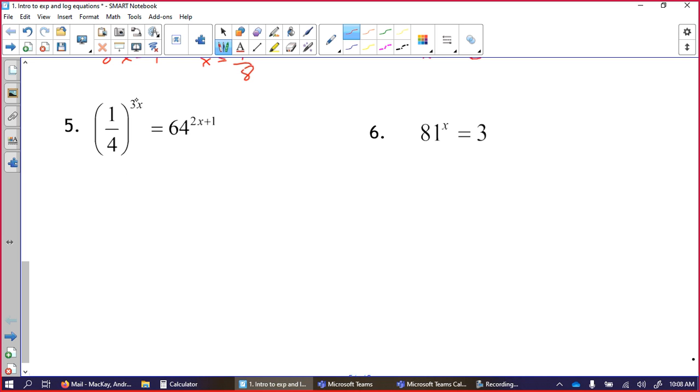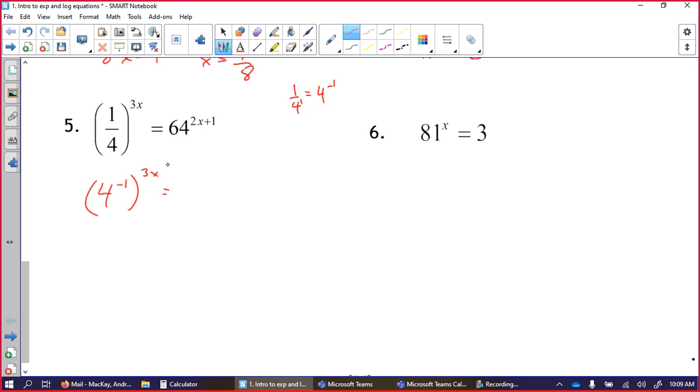Oh dear, a quarter to the 3x equals 64 to the 2x plus 1. 64 is a power of 4, but this has a quarter. Could I potentially try to work that out into a power of, what's the word I'm looking for? 4, or a quarter. Yeah, that would be a little bit tricky, but a quarter is 1 over 4 to the 1, which is 4 to the negative 1. So I'm going to do that. 4 to the negative 1 to the 3x.